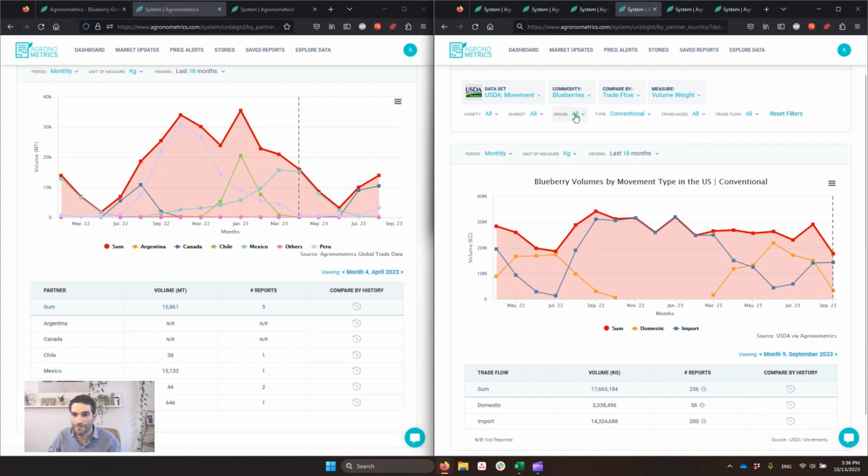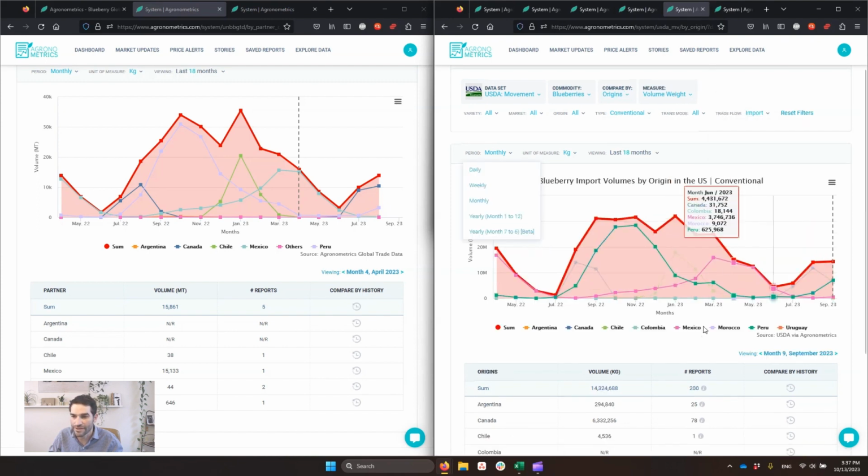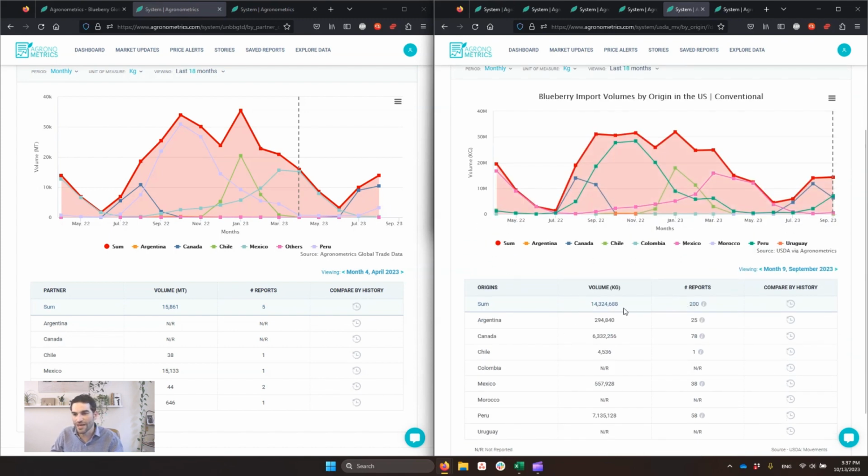So we're going to go back to comparing by origin. And then we're going to go to the trade flow filter and only look at imports. And that gives us this chart. And so now the apples are closer to the blueberries in this chart. You start to see a lot of similarities between them, as it were.